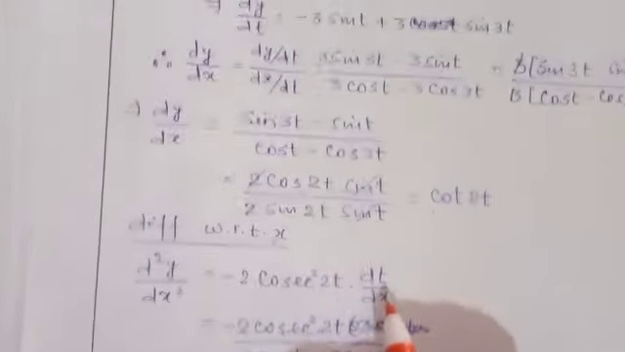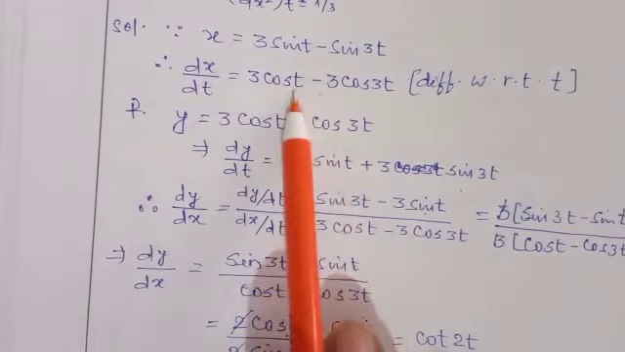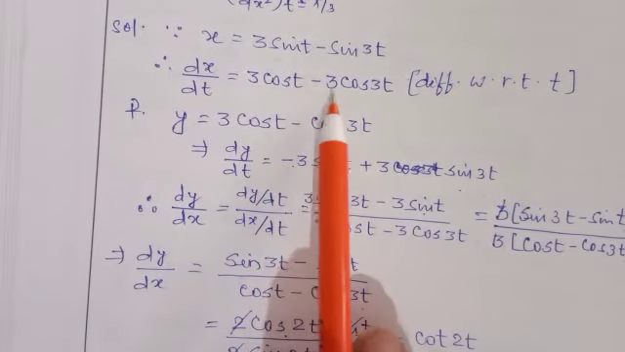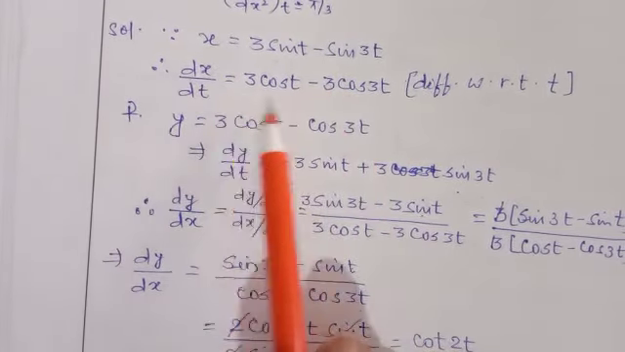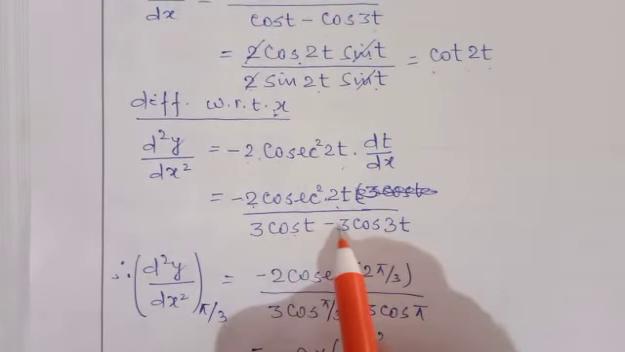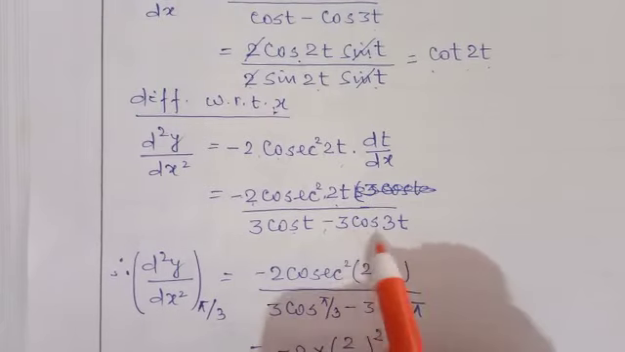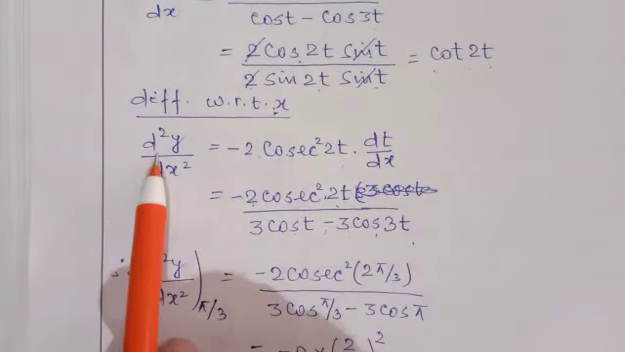Come on to the earlier dx by dt. We have dx by dt is 3 cos t minus 3 cos 3t. So dt by dx is the reciprocal of this one. So take their reciprocal. All terms come to the denominator, that should be 3 cos t minus 3 cos 3t. Now write down the value which you have to obtain.